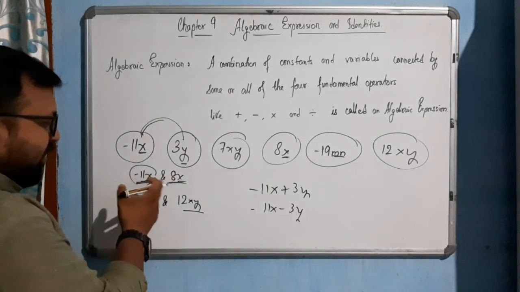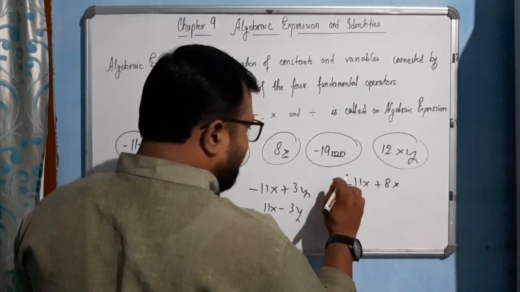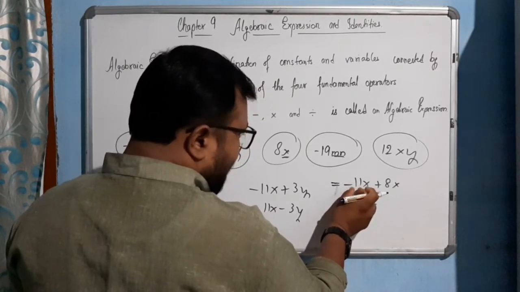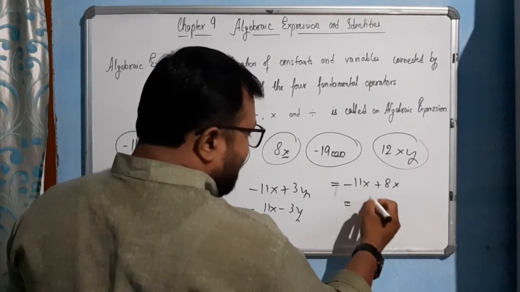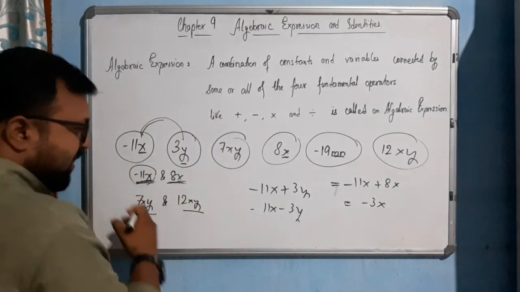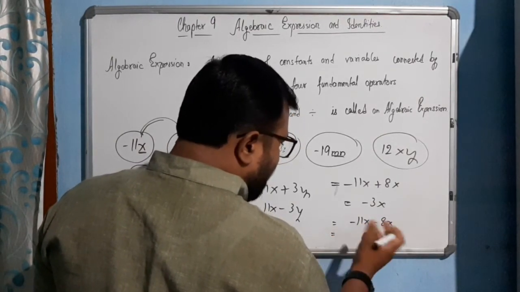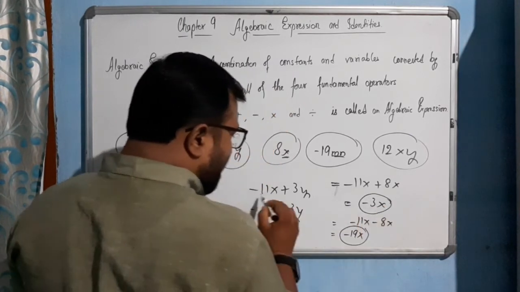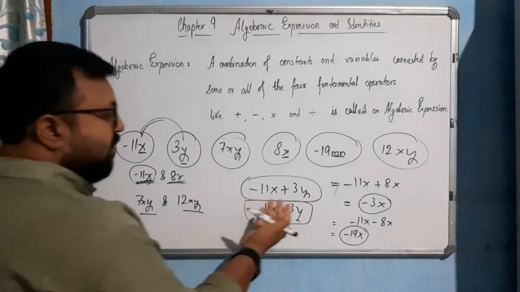But if you try to add minus 11x plus 8x, how much will you get? Minus 11 and plus 8. 11 is the greater value and has the minus, so we have to do subtraction. 11 minus 8 equals 3, so we get minus 3x. Or if you want to do subtraction, minus 11 minus 8x, it will be minus 19x. But in this case, it is simply a long expression having x and y, two terms, so it will become a binomial.